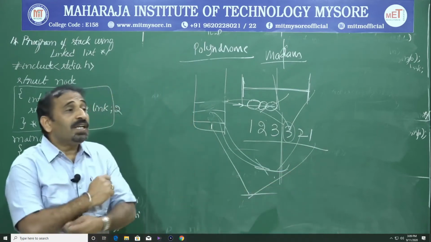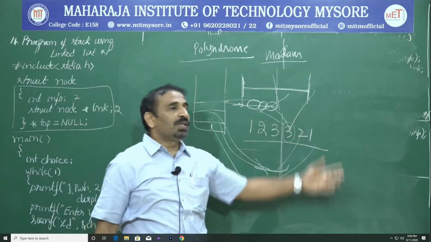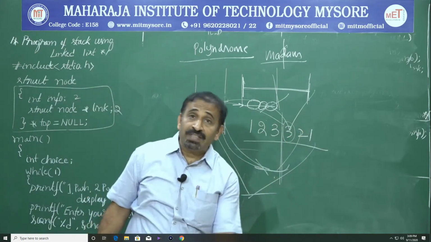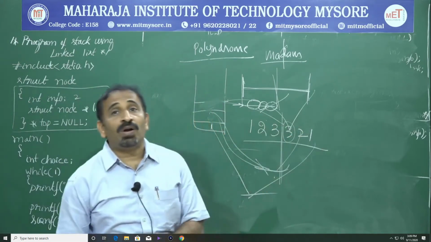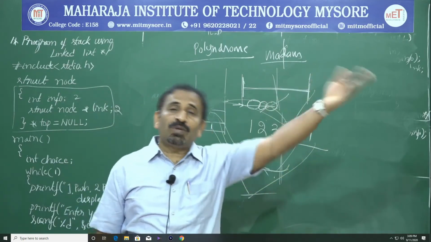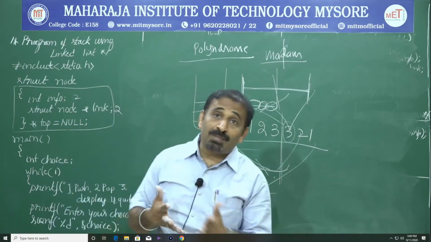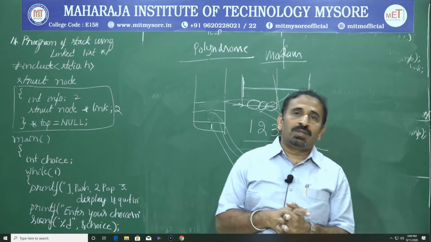If they are matching till you reach the end of the input elements, if you succeed at every stage, then you will be called a palindrome. If you don't succeed, you have to come out there itself. So this is one of the early examples that you can use for understanding the stack.